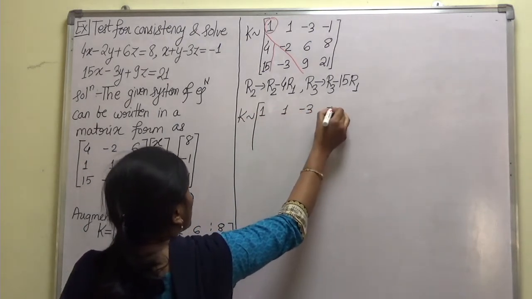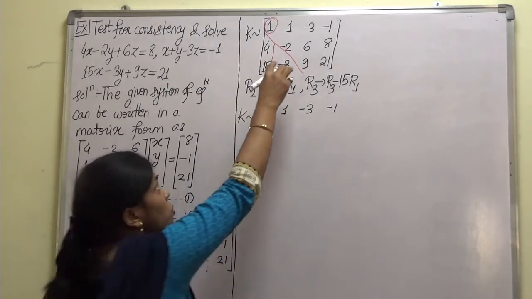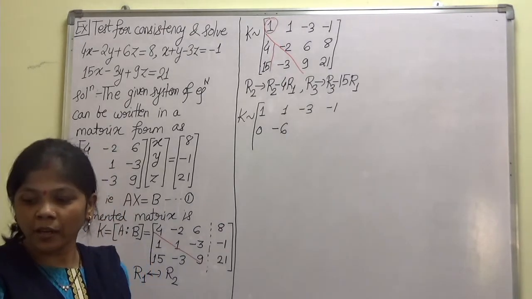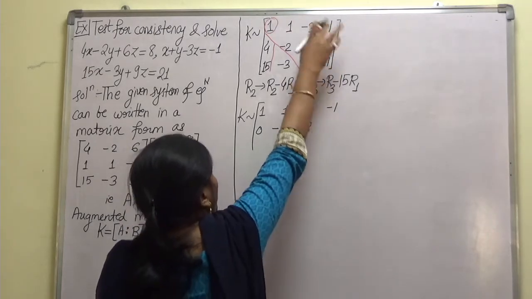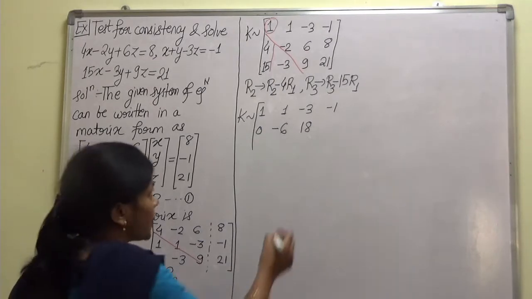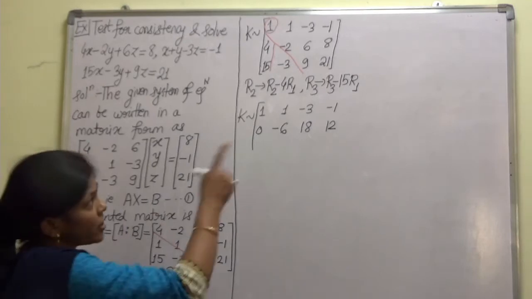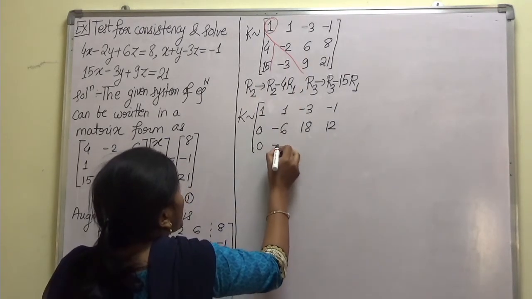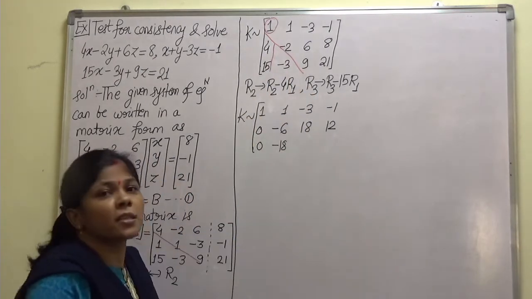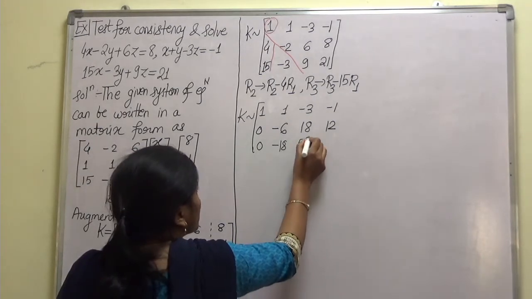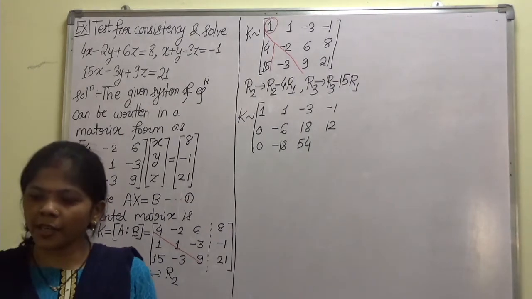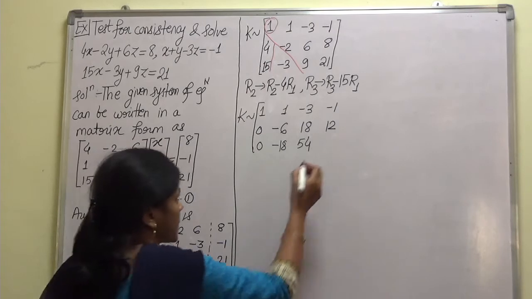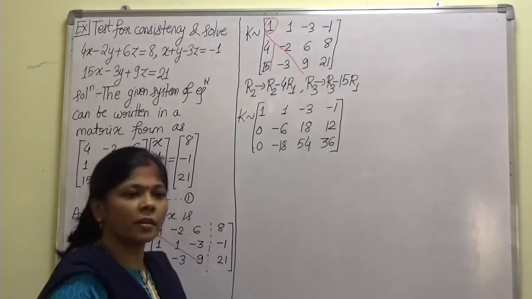Now let us see the changes. The first row is 1, 1, minus 3, minus 1. Applying R2 minus 4R1: 4 minus 4 times 1 is 0; minus 2 minus 4 times 1 is minus 6; 6 minus 4 times minus 3 is 6 plus 12, which is 18; 8 minus 4 times minus 1 is 8 plus 4, which is 12. Next, for the third row, R3 minus 15R1: 15 minus 15 times 1 is 0; minus 3 minus 15 times 1 is minus 18; 9 minus 15 times minus 3 is 9 plus 45, which is 54; 21 minus 15 times minus 1 is 21 plus 15, which is 36. So these are the changes observed.